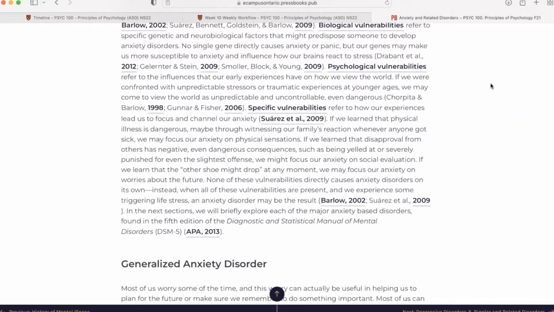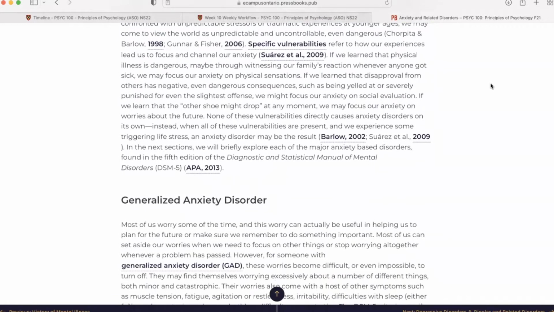If we learned that physical illness is dangerous, maybe through witnessing our family's reaction whenever anyone got sick, we may focus our anxiety on physical sensations. If we learned that disapproval from others has negative, even dangerous consequences, such as being yelled at or severely punished for even the slightest offense, we might focus our anxiety on social evaluation. If we learn that the other shoe might drop at any moment, we may focus our anxiety on worries about the future.